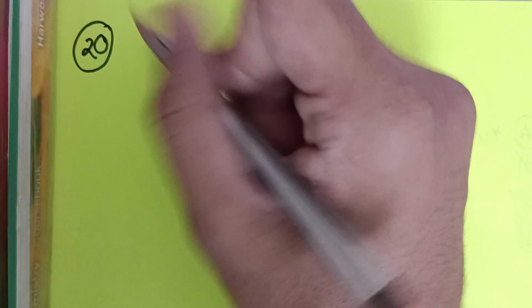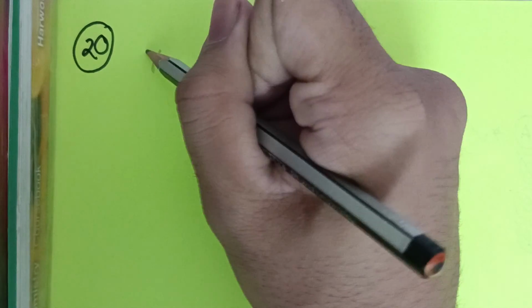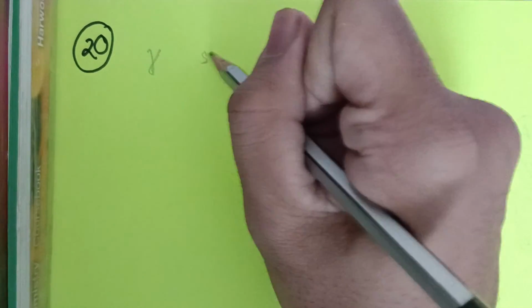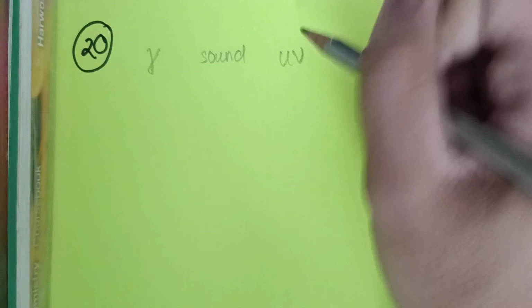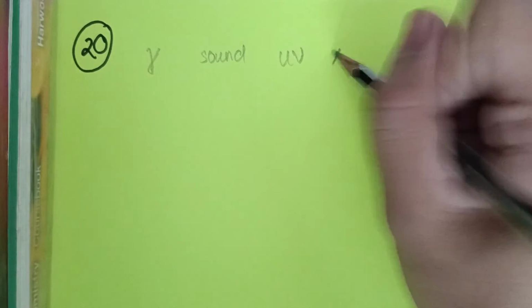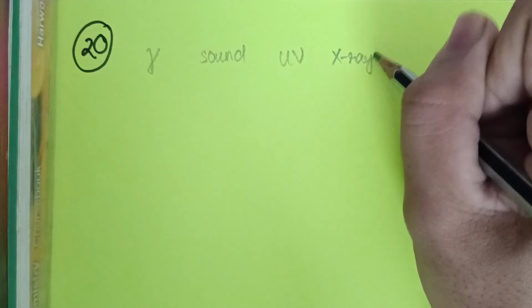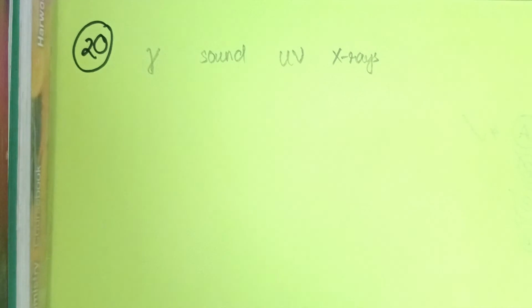Question 20. Wow, we are at question 20. There's a box which contains four types of waves: gamma rays, sound, ultraviolet rays, and X rays. So there's gamma, there's sound, there's ultraviolet, which I'll just use UV, and there's X rays. Now we have been asked how many waves in this list are transverse waves.